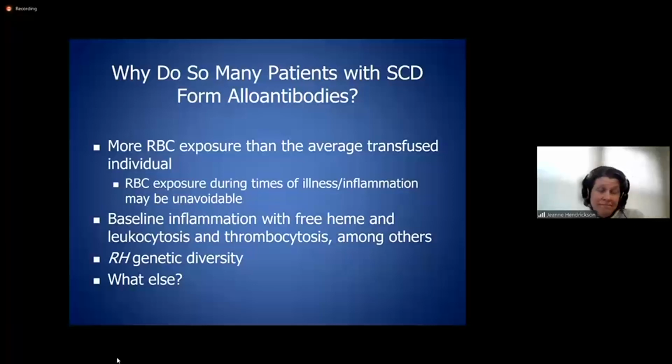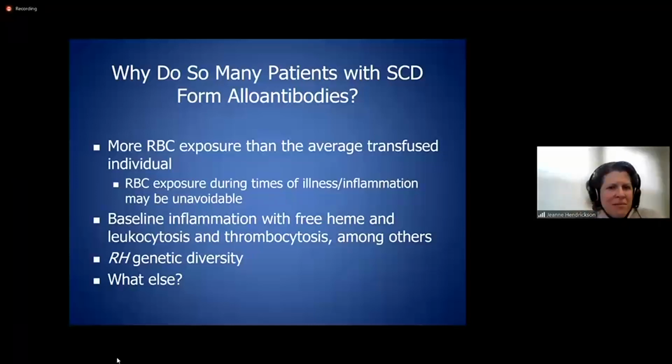Baseline inflammation can also be associated with free heme, reticulocytosis. Patients with sickle cell disease have thrombocytosis at baseline, have activated platelets at baseline, and then also some of the patients have leukocytosis. Work by Stella Chou, Connie Westhoff, and many others has looked at Rh genetic diversity in individuals with sickle cell disease. We know that this is a risk factor for alloimmunization. Not just on the recipient side, but also Rh genetic diversity on the donor side when you attempt to closely match or phenotypically match with recipients.